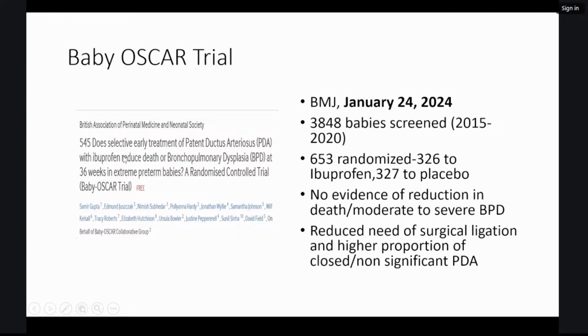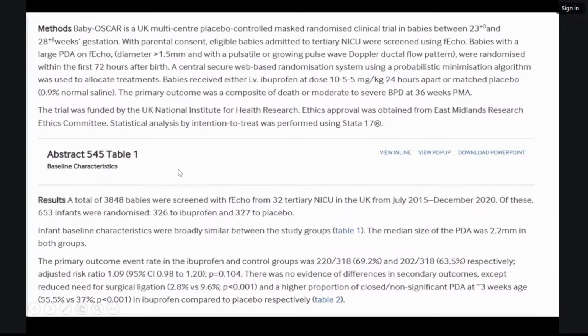So here, what they have done is selective early treatment of patent ductus arteriosus with ibuprofen to reduce death or bronchopulmonary dysplasia at 36 weeks in extreme preterm babies. It is a randomized controlled trial. They randomized 326 neonates to ibuprofen and 327 neonates to placebo. There was no evidence of reduction in death or moderate to severe BPD with using ibuprofen for early closure, but there was a reduced need for surgical ligation and a higher proportion of closed and non-significant PDA.